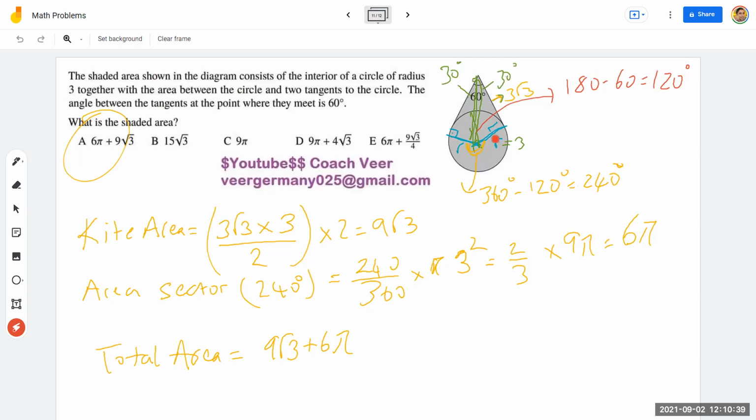In the second part, we are going to calculate the area of the sector, this one. We use the formula: the angle of the sector divided by 360 times the area of the circle. The area of a circle is pi times r squared, r is 3. Here, if we simplify, this will be 2/3, because this is 2 times 120, this is 3 times 120. So they will cancel. And what is left, if we simplify this part, is 6 pi. So 6 pi is this sector, and 9√3 is the kite. So the total area is, we add them together.